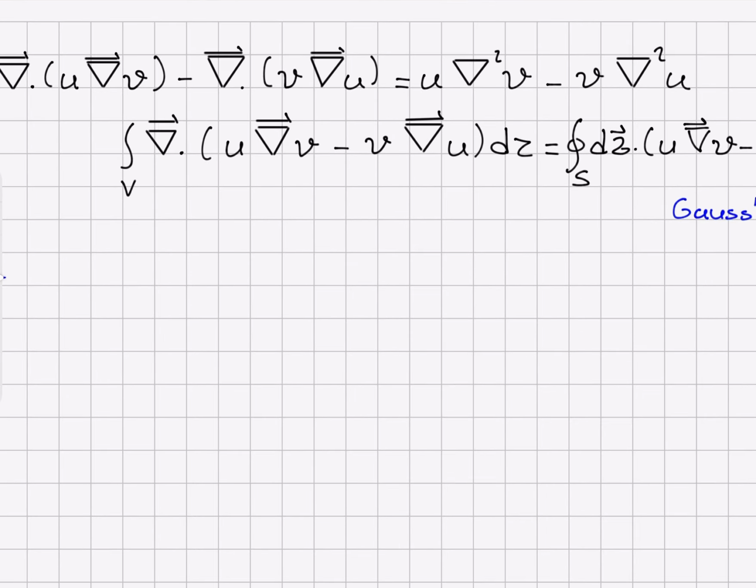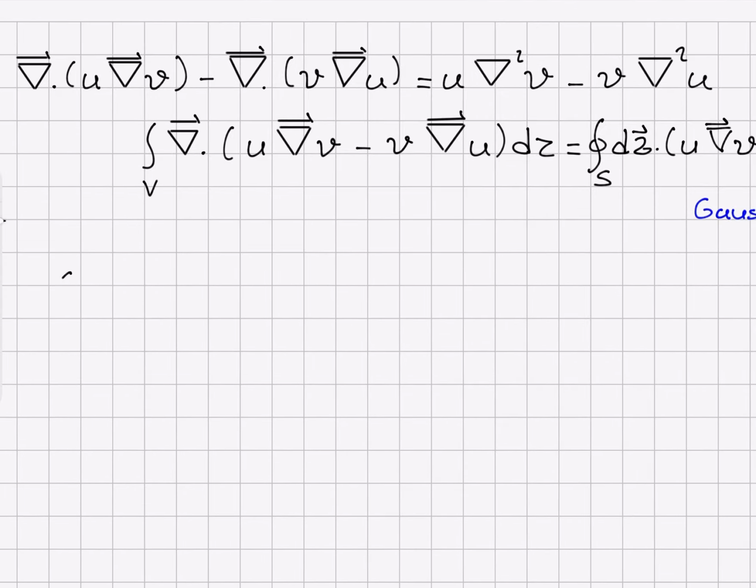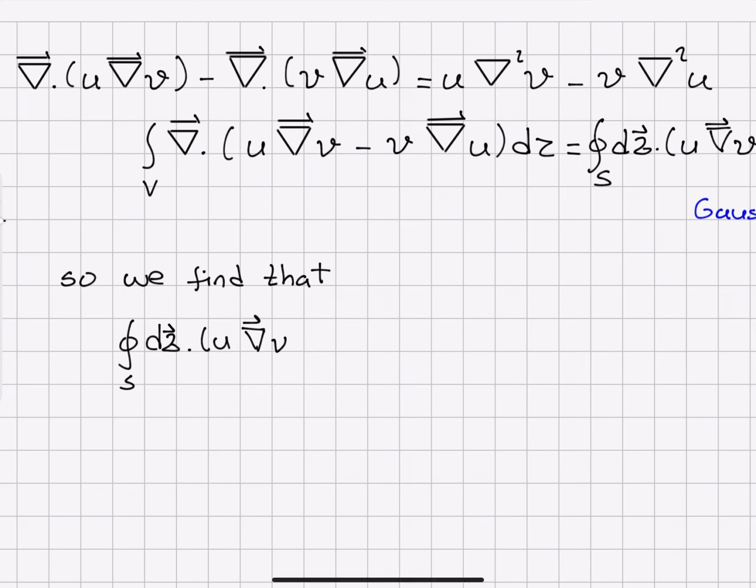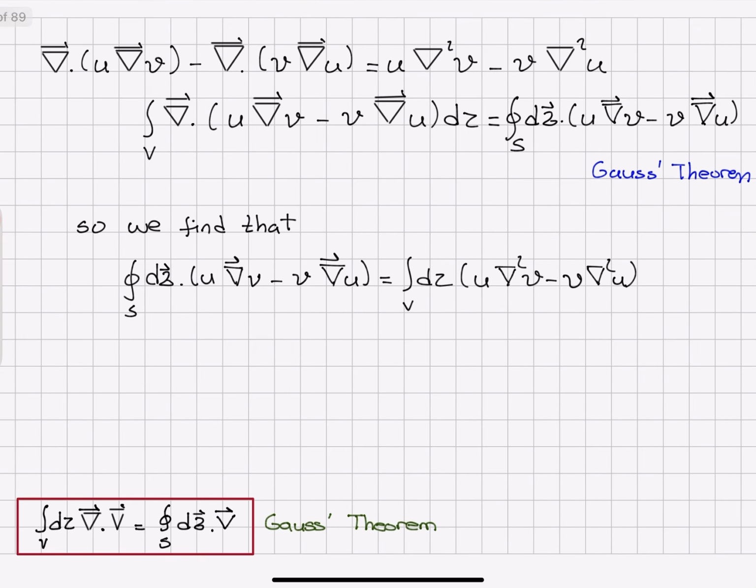So indeed, we find that our closed surface integral d sigma dot product with u gradient v minus v gradient u is the volume integral d tau u del square v minus v del square u, because d sigma dot u gradient v minus v gradient u is the divergence of this, but the divergence of this is equal to, as we have shown, u del square v minus v del square u. So we have proven Green's theorem.